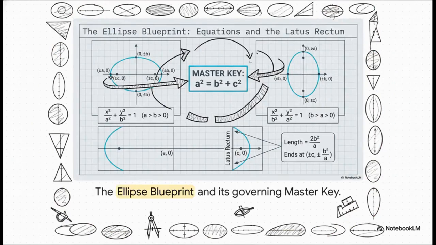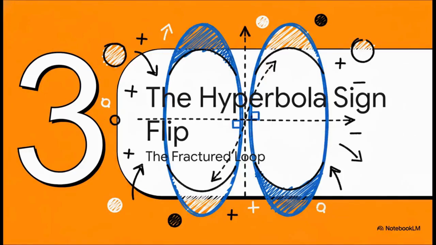Because of that containment, the crucial mathematical anchor here is the master key equation, a squared equals b squared plus c squared. This simple Pythagorean-style relationship perfectly governs the proportions of the whole closed system. It tells you exactly how the major axis, minor axis, and focal distance play together to keep that loop tightly shut.